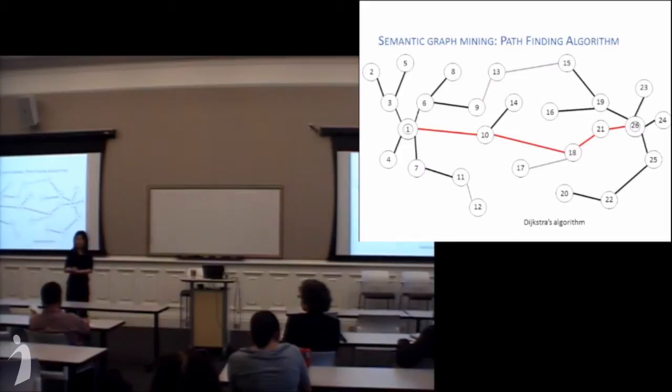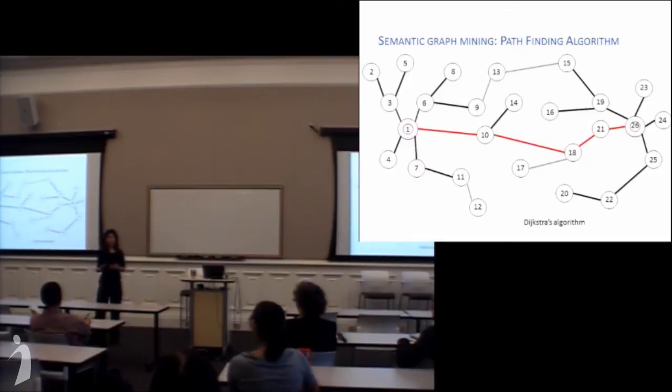But the problem is, between one drug and one target, we found something like 2,000 connections. And you don't want to give 2,000 connections as a result, right? So you want to be able to rank them or distinguish them.